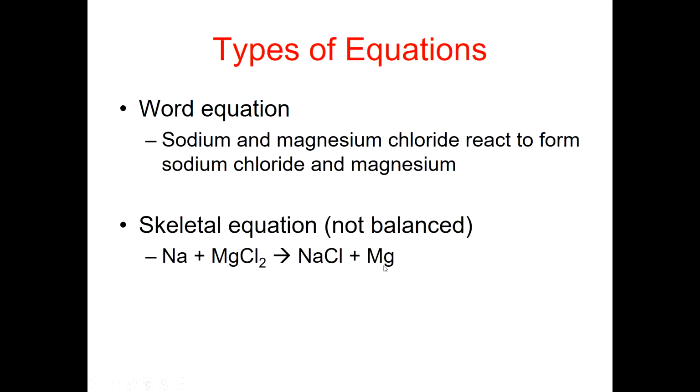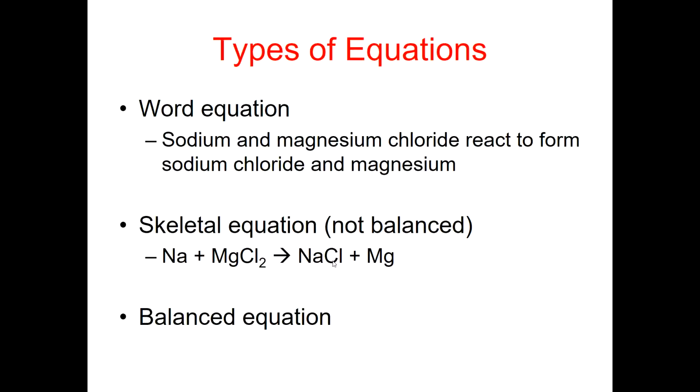Now notice that skeletal equations are not balanced, meaning you don't necessarily have the same amount of atoms on each side. So you might notice that on the left side we have 2 chlorines, and on the right side, the product side, we only have 1 chlorine. So this is a skeletal equation. It is not balanced. So that leads us to our last type of equation, and that is a balanced equation.